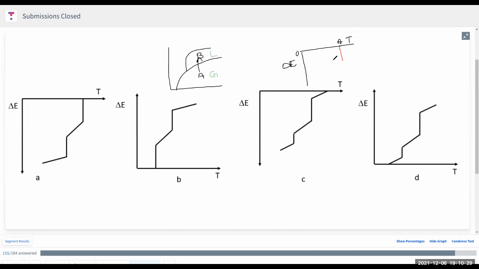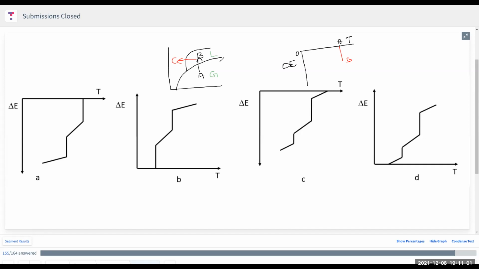Okay. Now, at this point, we are at B. Now, what we're going to do is go from B to C over here. When you go from B to C, we are changing the temperature. We are decreasing the temperature. If we decrease the temperature, what energy changes, potential energy or the kinetic energy mainly?